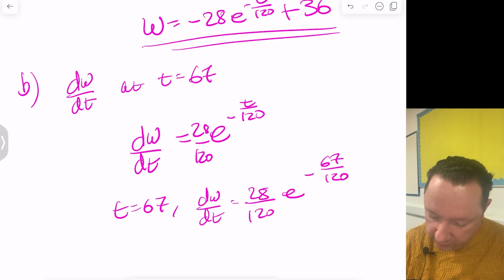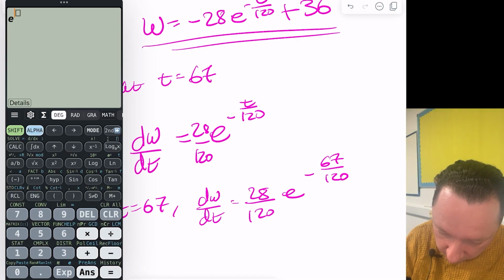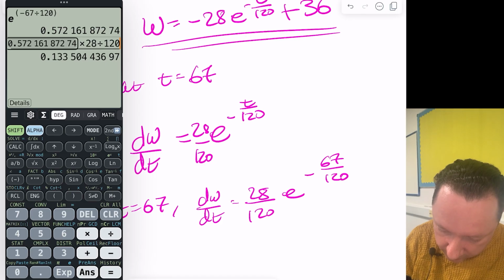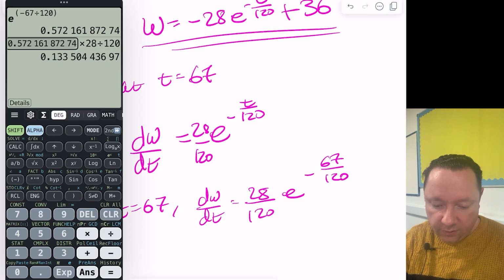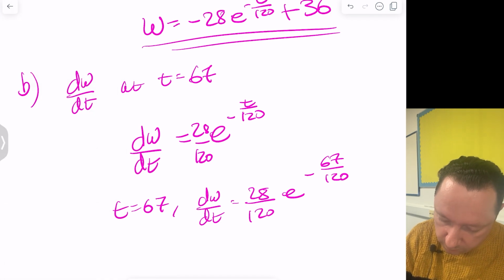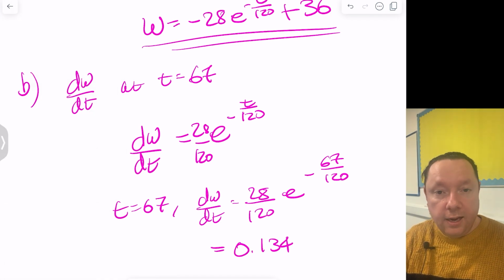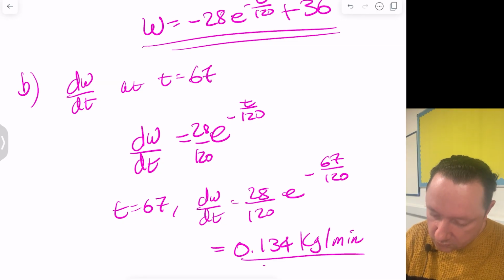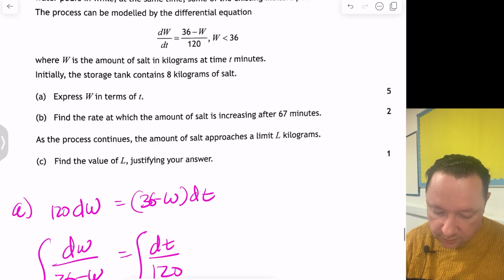Doing that in a calculator then, e to the power of minus 67 over 120 is that, times 28 over 120 is 0.134. And the rate would be kilograms per minute. So we're done there. Part C.